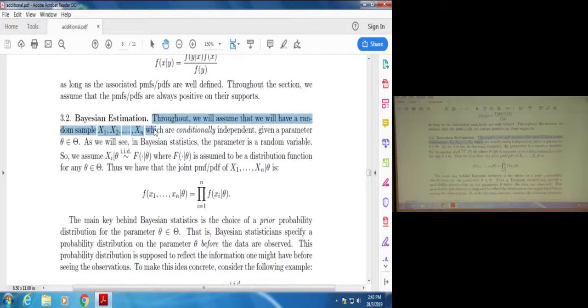We assume we have a random sample, a collection of IID random variables, which are conditionally independent. That is to say, if you give me a parameter theta, then they're independent. So theta is going to be a random variable. We assume that the xi given theta are IID with some distribution function. So the joint density function of all these random variables looks like this. It should look very familiar because this is what we did when doing maximum likelihood estimation.